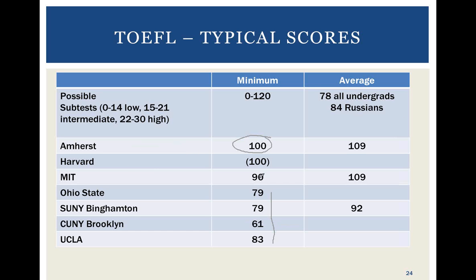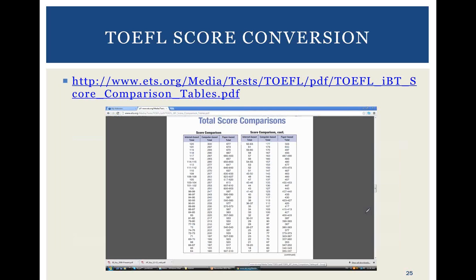Having said that, these are the minimum scores. Some schools will not consider you if you don't have the minimum score, but that's not the average score of people that they admit. On the TOEFL last year, the average score for all people applying for undergraduate admission was 78. In Russia, it was 84. At Amherst, the average score was 109 of their admits. At MIT, it was 109. You can project that at Harvard, it's probably around 109, 110. At a school like SUNY Binghamton, it's in the 90s. So this, again, just helps you get a ballpark to know, am I there? Do I have the score that I need?